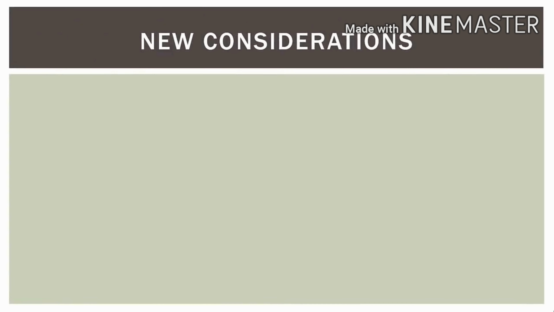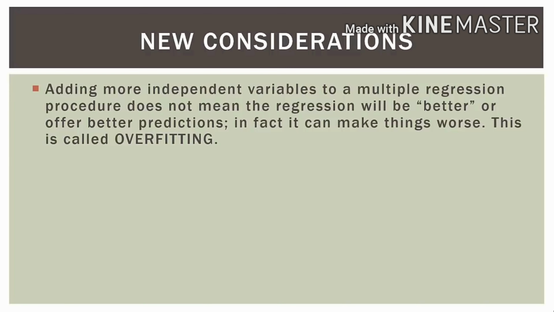Now, having more independent variables complicates things a bit, so we have some new things to consider. The first is that adding more independent variables to a multiple regression procedure does not necessarily mean the regression will be better or offer better predictions. In fact, doing so can actually make things worse. This is called overfitting. Let's say we conduct a multiple regression and our model explains 65% of the variation in the dependent variable.